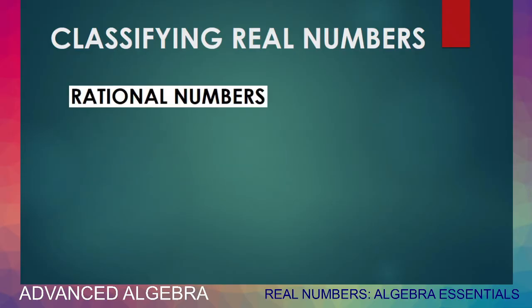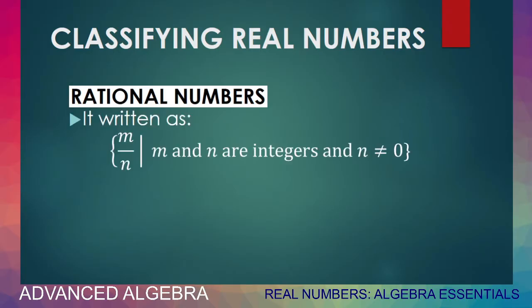So, next. Rational numbers. It's written as m over n, where m and n are integers and n is not equal to 0. So, ito naman yung mga numbers na na-express natin as fraction.